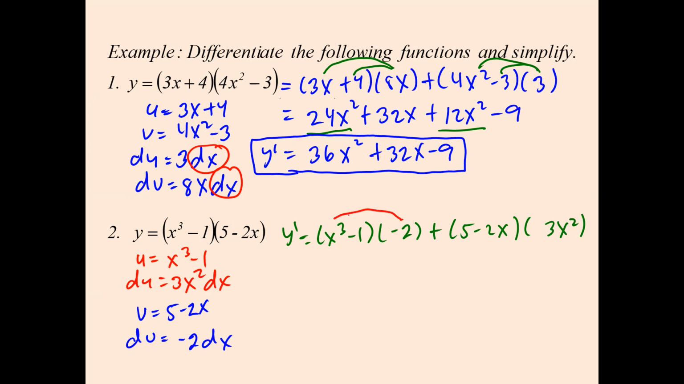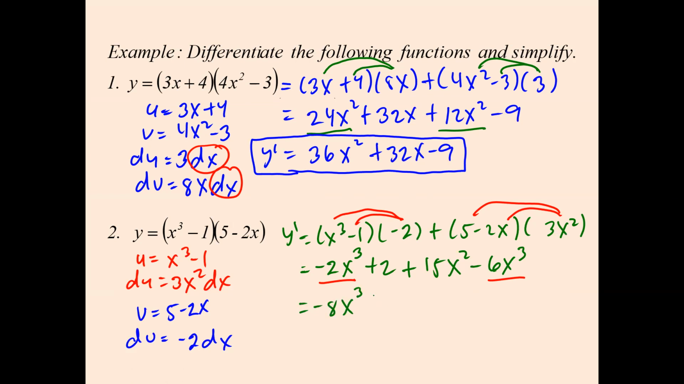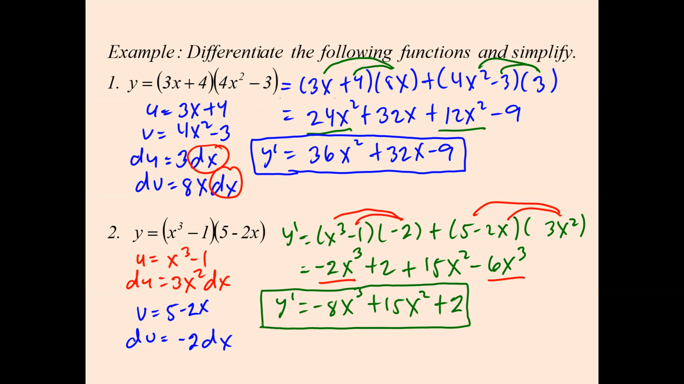Okay, so distribute the negative 2 and 3x squared. Meron tayong negative 2x cube plus 2 plus 3 times 5 is 15, x squared minus 6x cube. Meron tayong 6x cube, negative 6x cube, and negative 2x cubes. So meron tayong negative 8x cube plus 15x squared plus 2. So yan yung final answer natin.